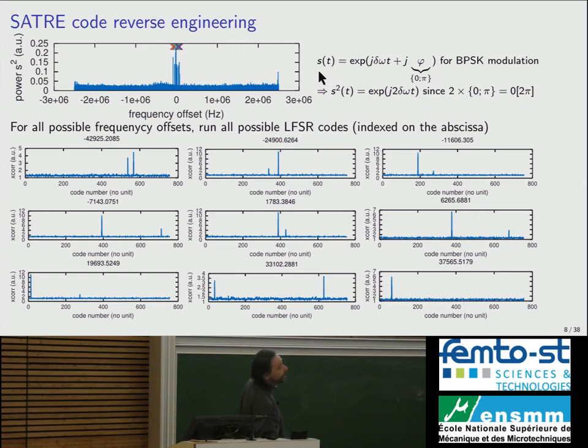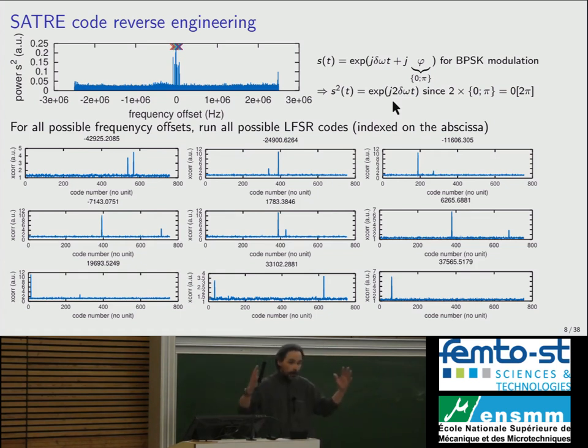BPSK modulation, exactly like you're doing with GPS, your signal S of t is composed of a frequency offset between your receiver and the transmitted signal, plus phi, the phase that holds the pseudo-random sequence. And what is very well known is that if you square this signal, then your phi, which is equal to 0 or pi, it's a BPSK, binary phase shift keying, so your phase can take two states, 0 or pi. When you square the signal, 2 times 0 or pi is 0 modulo 2 pi, which means that you collapse the spectrum and you're only left with the carrier frequency at twice the frequency offset.